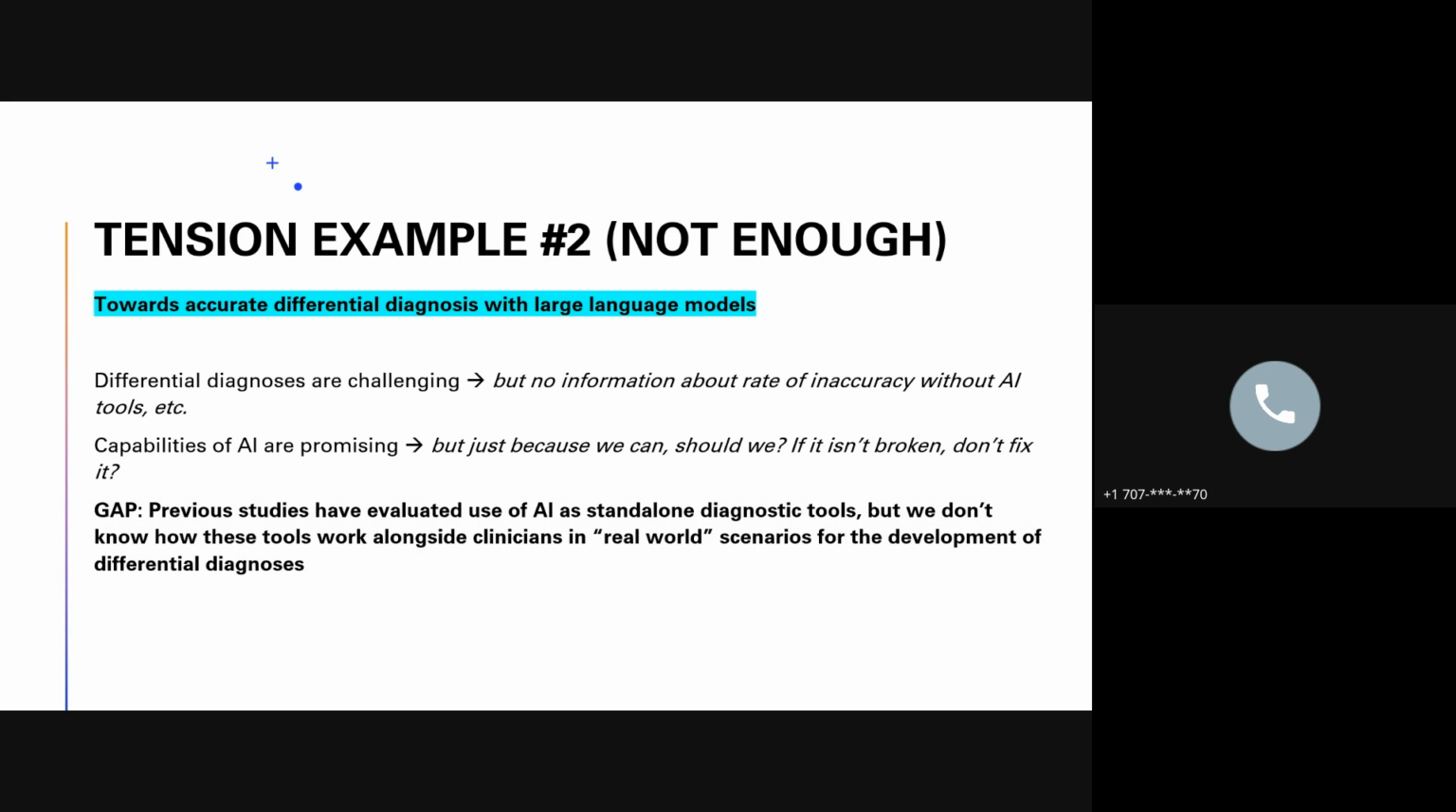The gap they established is that previous studies have evaluated the use of AI as standalone diagnostic tools, but we don't know how these tools work alongside clinicians in real-world scenarios for the development of differential diagnoses.